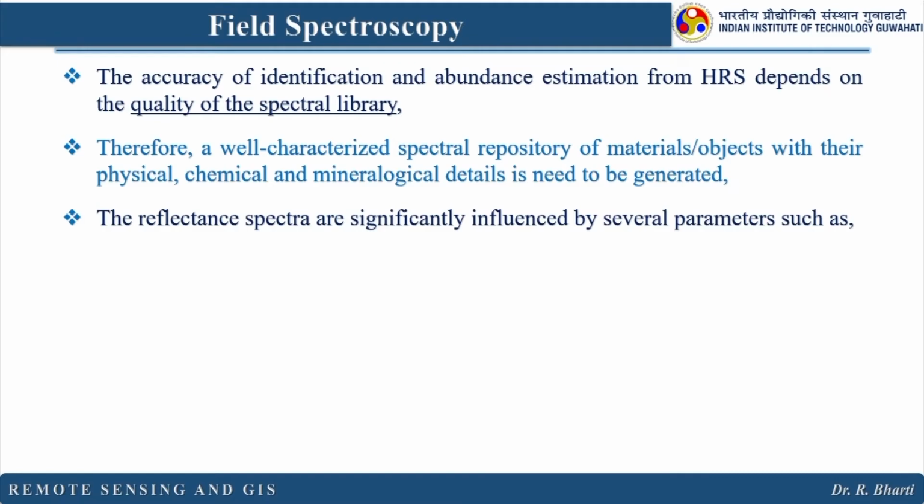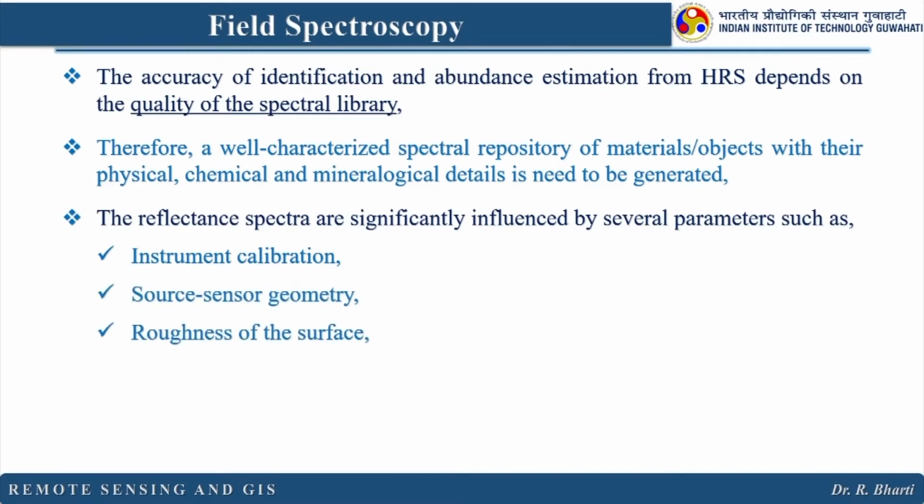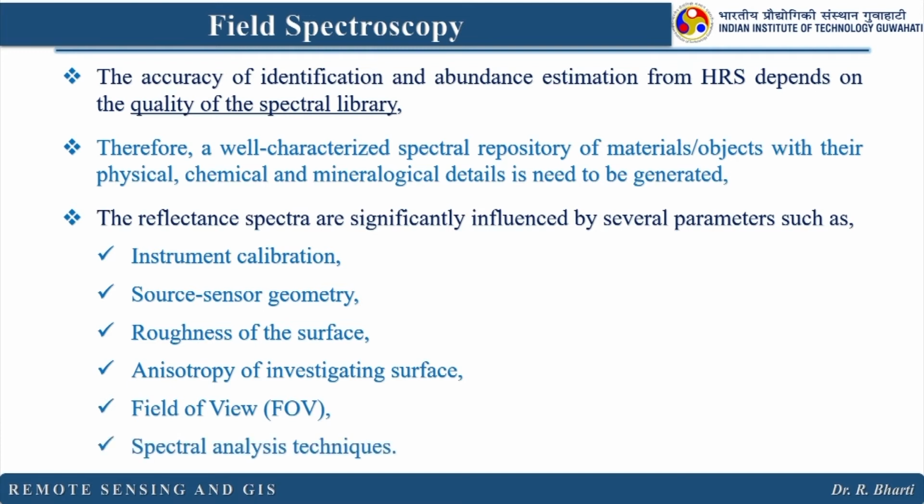be generated. The reflectance spectra are significantly influenced by several parameters such as instrument calibration, source sensor geometry, roughness of the surface, anisotropy of investigating surface, field of view and spectral analysis technique. So, all these listed parameters play a very critical role in this spectroscopy. Now, let us see one by one why they are so important.